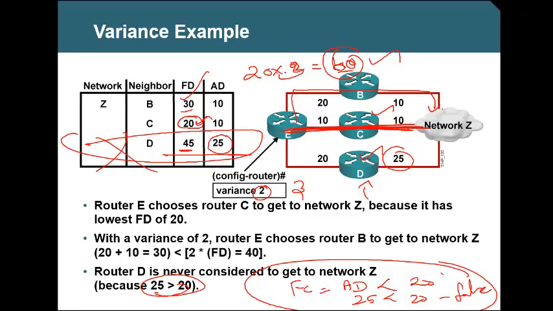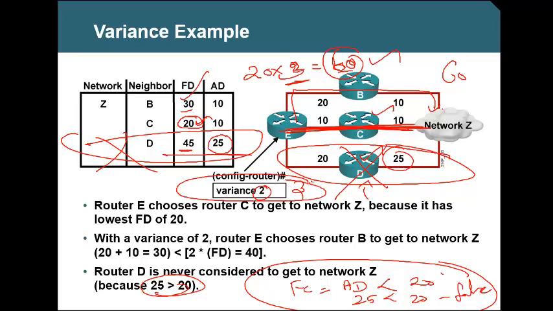Now, see, even though when you change variance to 3 and the multiplier value is 60, still this cannot be used because of a different reason. It is because this route will not be considered by the DUAL algorithm as a backup path. Only when the route is qualified as a backup path can it be utilized by increasing the variance. This route will not be even considered. See, router D is never considered to get to Z because the advertised distance, which is 25 given by D, is greater than the successor value 20, which should not be greater. So for this reason, even if you change variance, this path cannot be used. Is it clear?